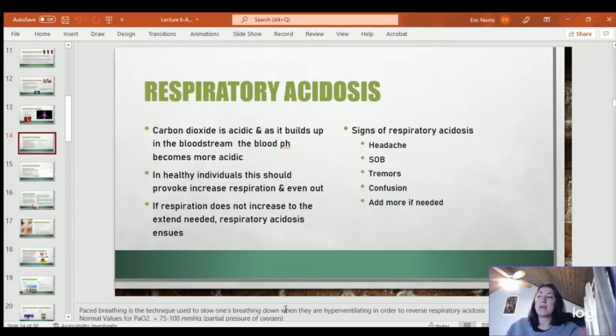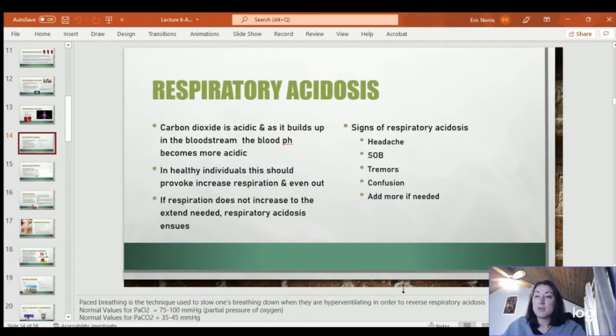But paced breathing sometimes can help if they're breathing too much off. So with carbon dioxide being acidic, as it builds up, you breathe it off. But if you breathe too much off, then you actually go to the opposite end, respiratory alkalosis. So you could do paced breathing. If you're not breathing enough off, trying to really do a forced exhalation can help do that as well.